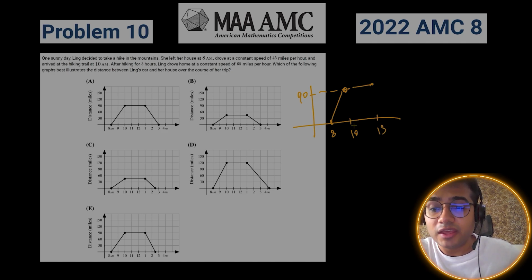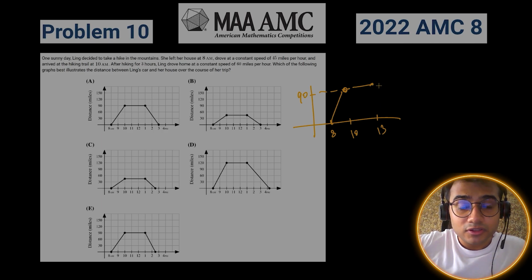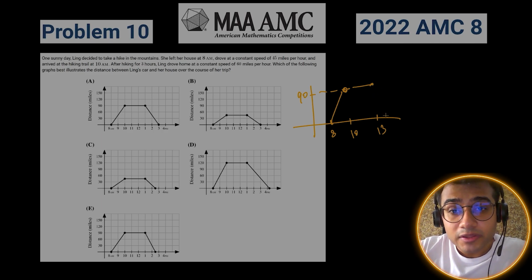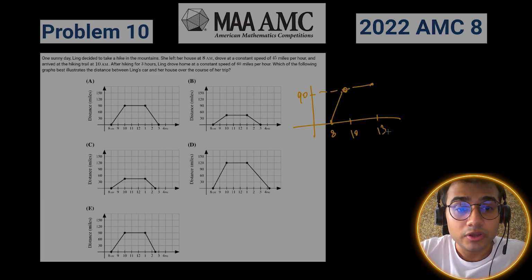And then after that she drove back home at a speed of 60 miles per hour. Now the distance from that place to her home is 90 miles. We know that from the initial journey. So if she drives at 60 miles per hour, it's going to take her 1.5 hours. So 13, 14, and 14 and a half. That is where this graph should touch down.